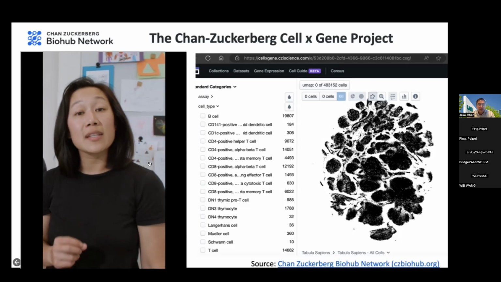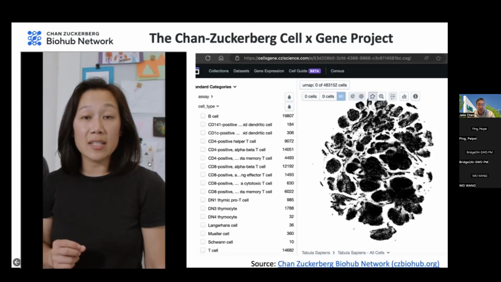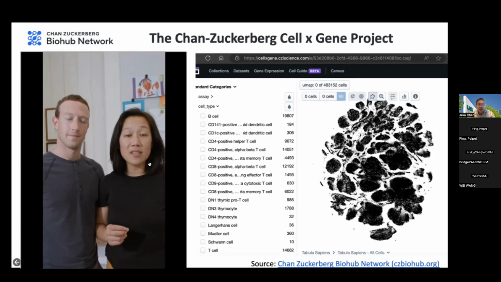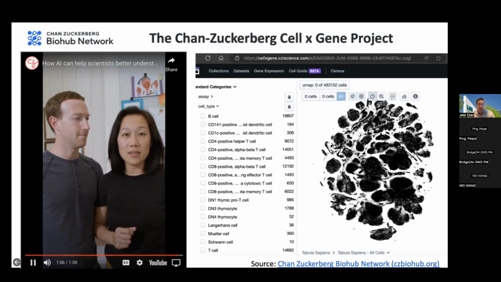And tools like CELLxGENE have helped scientists standardize and aggregate data. We won't be able to do this alone, but together with these advances, we're going to be able to move the needle to cure, prevent, and manage all disease by the end of this century.